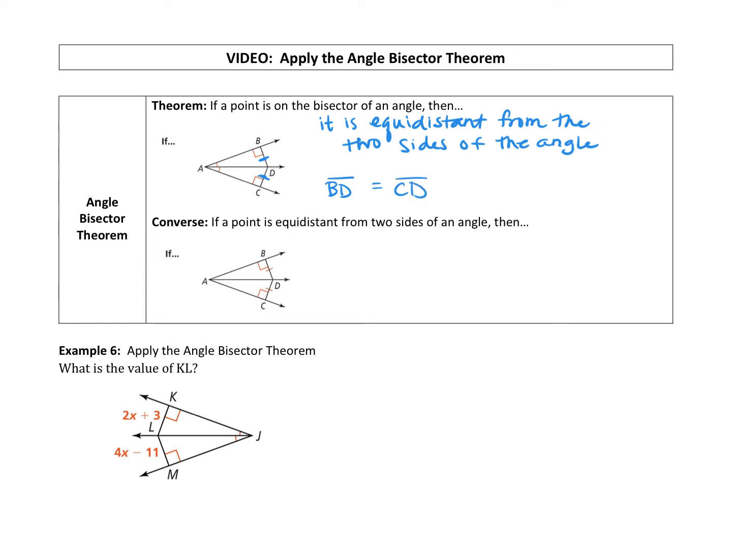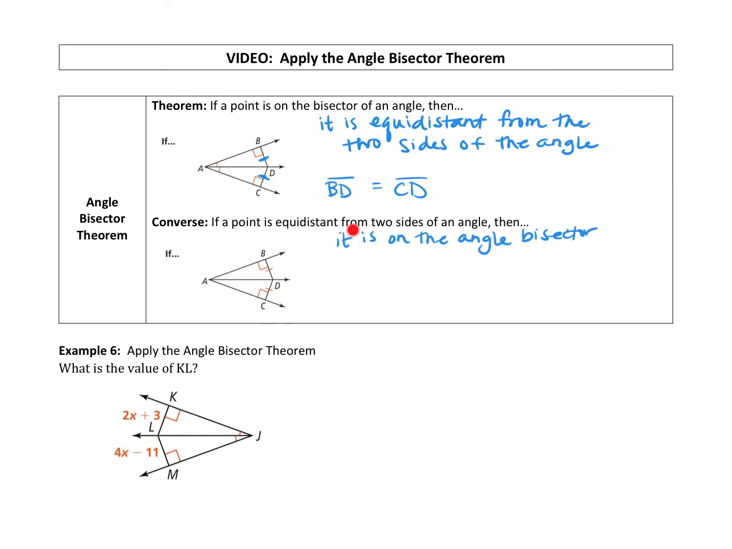All right, we have the converse of that as well. This time, you're starting out with a point that is equidistant from the two sides of an angle. So if a point is equidistant from the two sides of an angle, here point D we can see is the same distance away. And by the way, it's the distance away and forming a right angle, so perpendicular distance away from the angle. Then it is on the angle bisector.